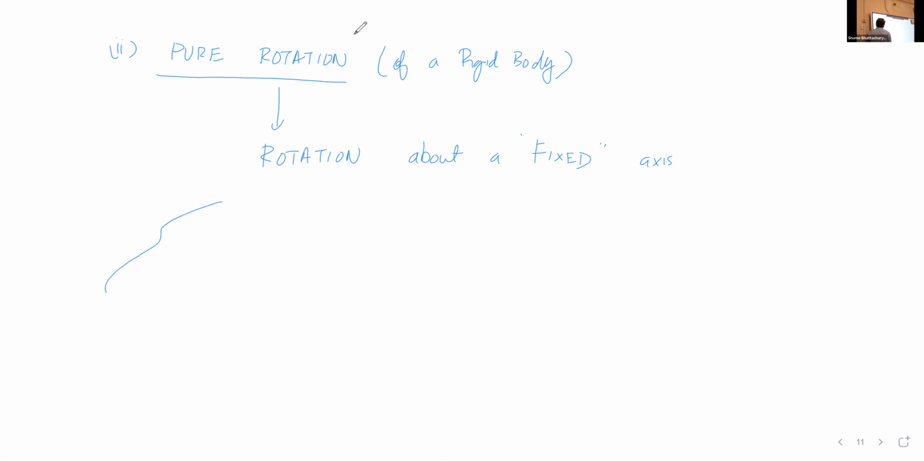So if a rigid body is moving about, let's say, I'll represent this axis with a dot, which shows that the axis is coming out of the plane. If it's rotating about that fixed axis, then every particle that is part of the rigid body is describing concentric circular motion, but about a common fixed axis. While the individual velocities, displacements and accelerations of the particles will be different, the angular parameters for the circular motion will all be the same.